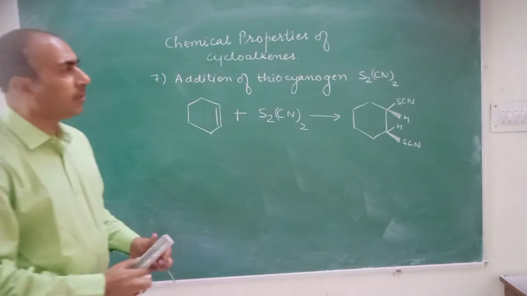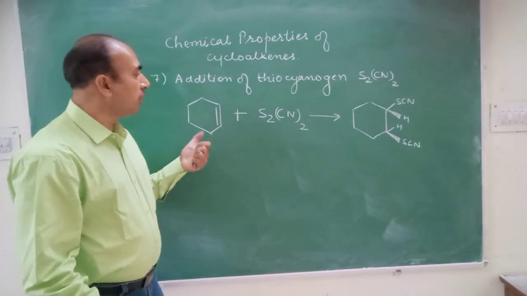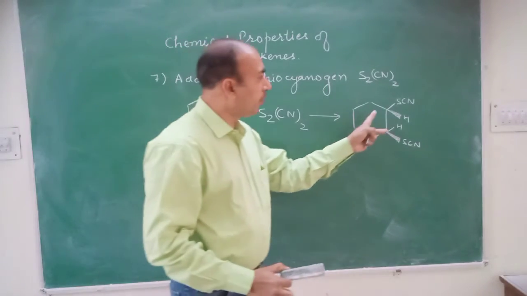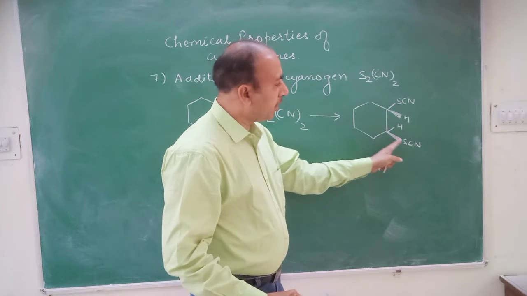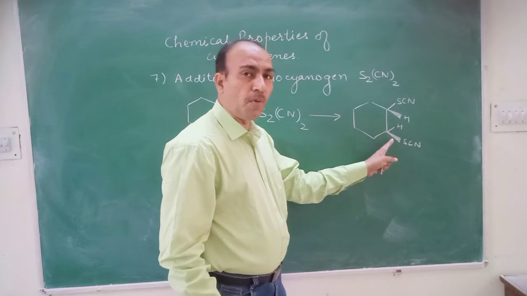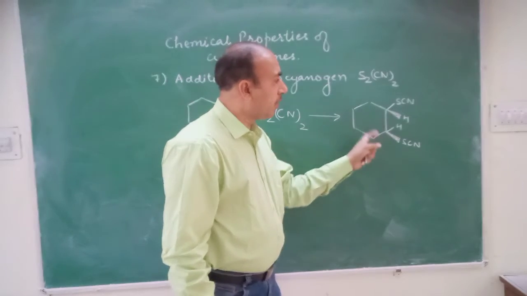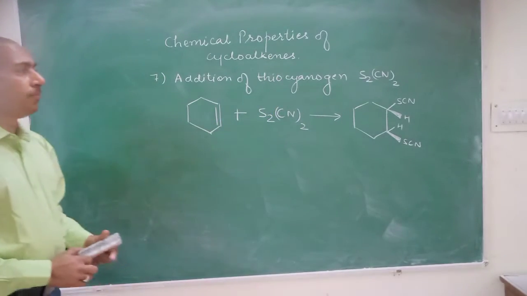The addition of thiocyanogen is trans on the double bond. As we see here in the product, one of the SCN is on this bond, whereas the other SCN is on the front projecting bond. And in this way, the addition is called trans addition.